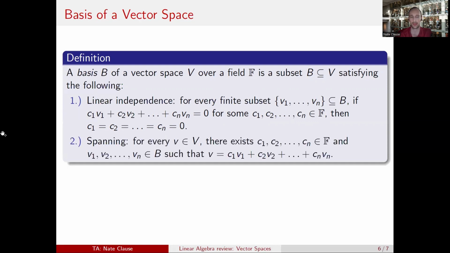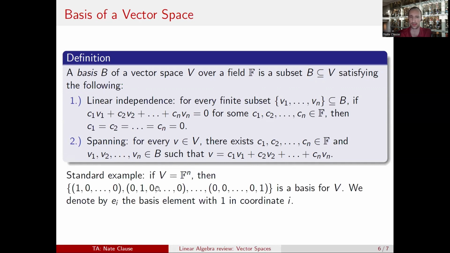The second property is called spanning. This property states that for every vector v in our vector space, there must exist some scalars c1 through cn and vectors v1 through vn in our basis such that v can be written as the linear combination of these scalars and vectors. So v equals c1 v1 plus c2 v2 plus ... plus cn vn.